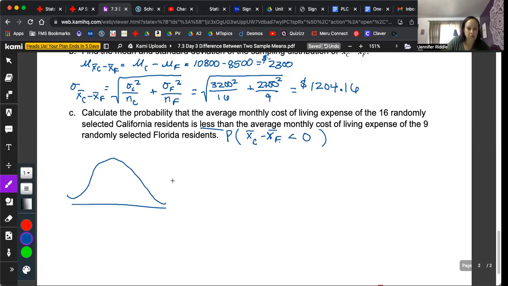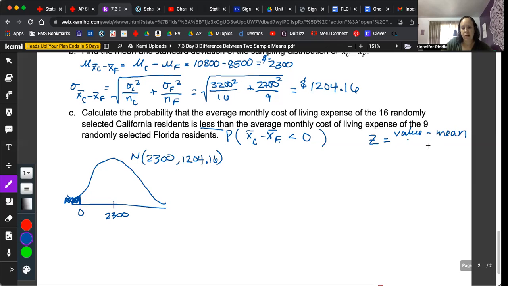I've got a normal distribution. We've already established that with a mean of 2,300 and a standard deviation of 1,204.16. If this is 2,300, I want to know what's the probability of being less than 0. Remember, all of these scores follow the same basic format: the value minus the mean, divided by the standard deviation.